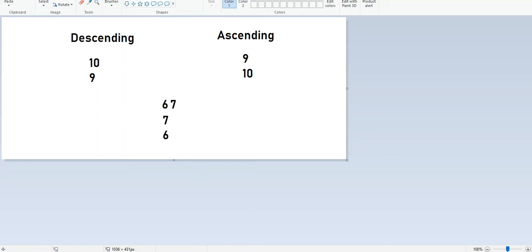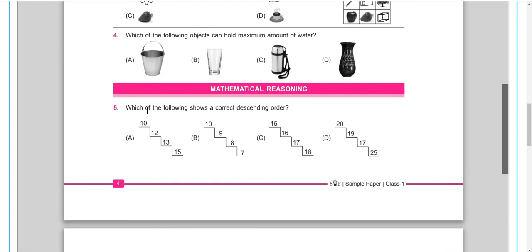Now we'll go back to our question and try to solve it. They are asking which of the following shows a correct descending order. Look at all the options and tell me what is the correct descending order. Have you seen all the options carefully? Please look at all the options carefully and then tell me. Okay, I'll help you out.